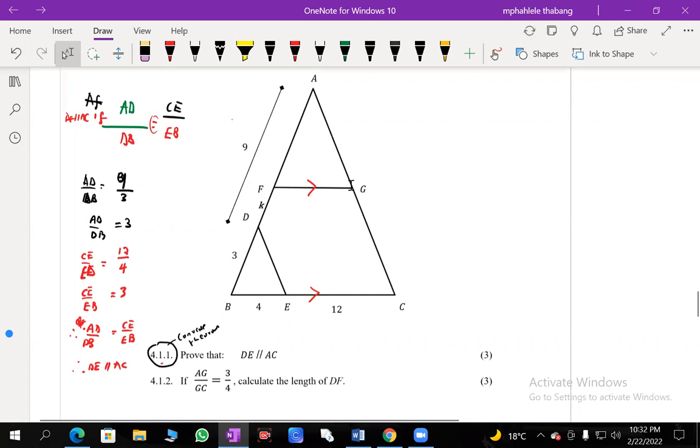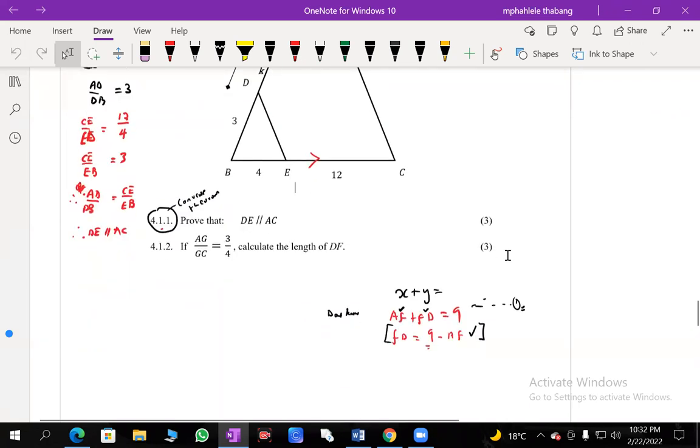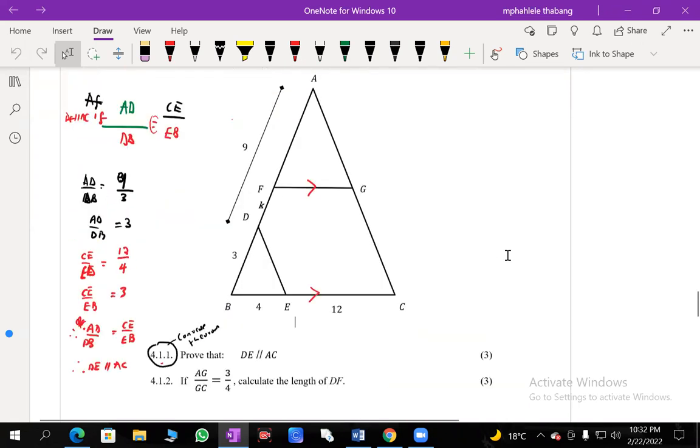Oh, don't be surprised. You're going to be told FG is parallel to BC. I won't be surprised. In the question paper you will find that FG is parallel to BC. So I can bet the question will be like that.